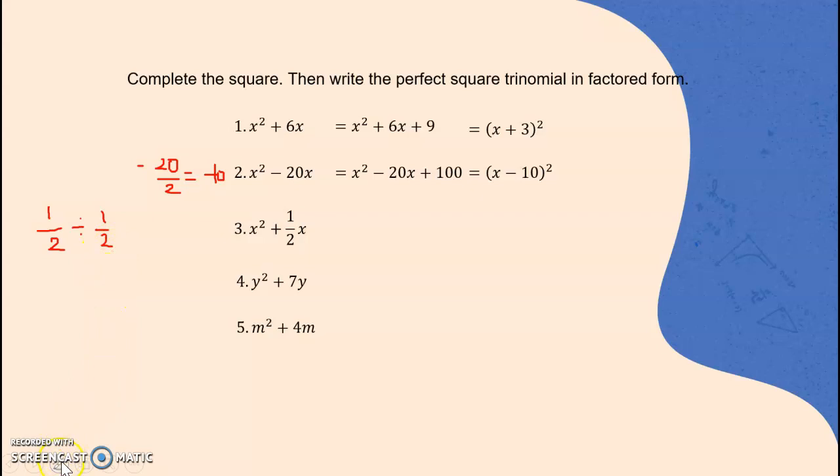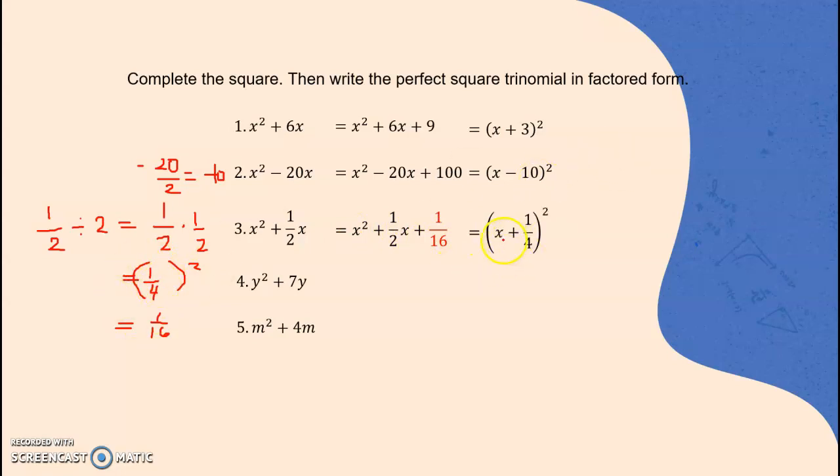No, not 1/2 divided by 1/2. 1/2 divided by 2. Okay? 1/2 divided by 2. So, 1/2 divided by 2, when you simplify that is 1/2 times 1/2, diba? Which is equal to 1/4, diba? So, square ng 1/4, 1/16, right? Ayun. x squared plus 1/2 x plus 1/16. Pero yung gagamitin mo sa factored form is the 1/4, positive 1/4. So, (x plus 1/4) squared.